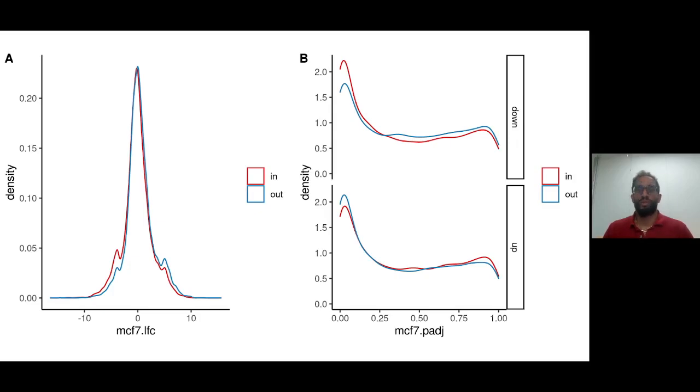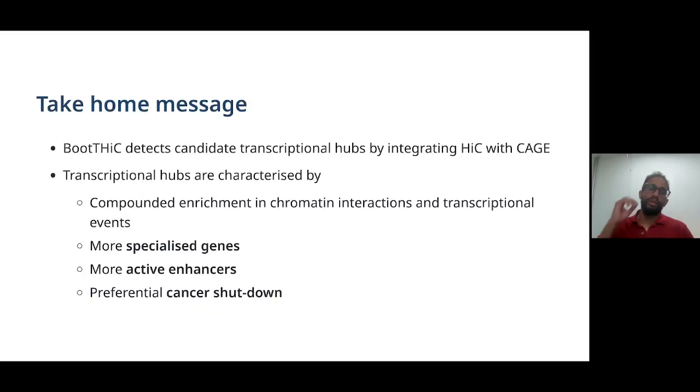within transcriptional hubs. The take-home message I would like you to take is that BootTHiC is a method that detects candidate transcriptional hubs by integrating Hi-C and CAGE. It does so by focusing on clusters that are enriched both in chromatin interaction and transcriptional events. I have shown you that these particular transcriptional hubs tend to be enriched in specialized genes and more active enhancers, and tend to be shut down in cancer.